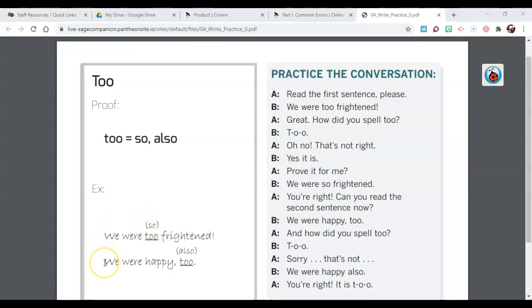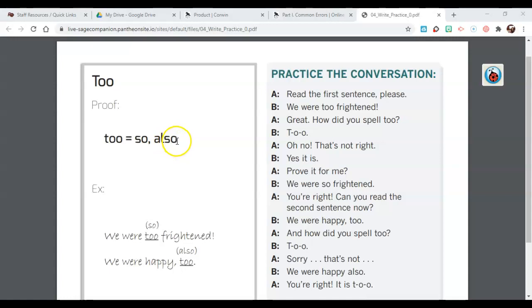Let's check out that second sentence. We were happy too. All right, so T-O-O is my word I want to prove. I have underlined it, and now I'm going to fill in these proof words to see if I use the correct form of to. Let's try the word so first. We were happy so. Uh-oh, does that work? That one doesn't work.